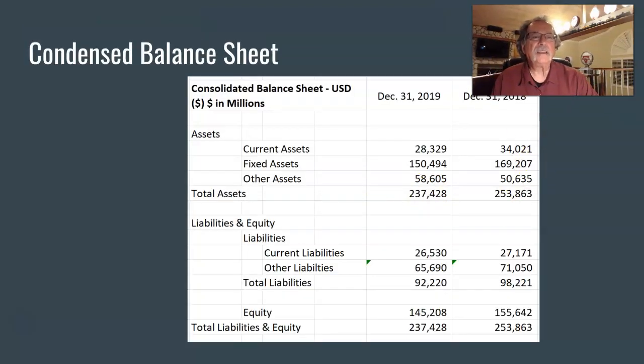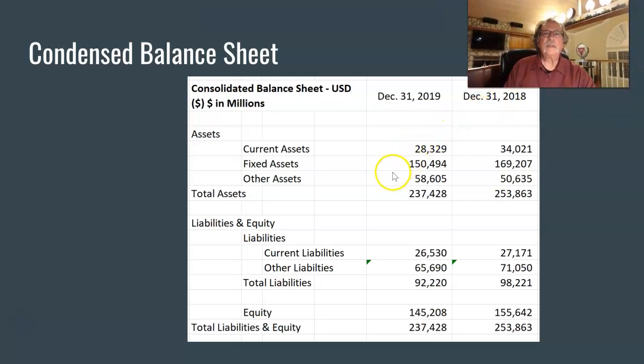Now we can, again, condense the balance sheet, and current assets have dropped a bunch. Fixed assets have dropped a bunch. Maybe they had a big asset sale. They sold a bunch of, that's $20 billion. That's a lot.